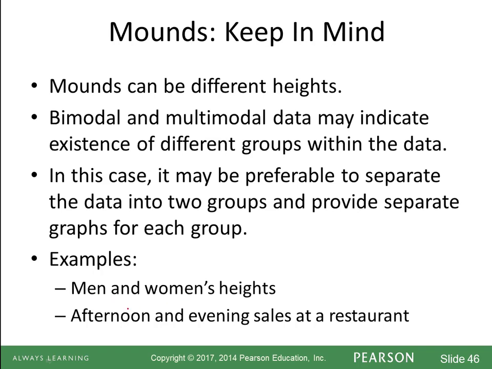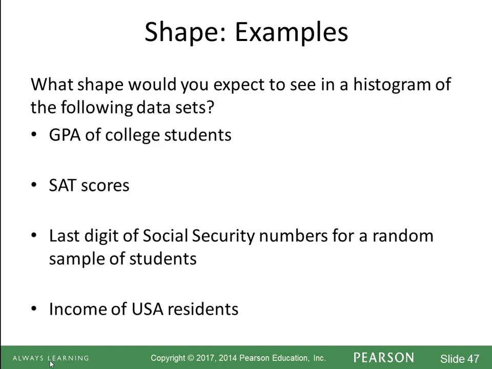Or you look at afternoon and evening sales at a restaurant, especially when they have lunch specials, which are smaller portions at less cost. They're two distinct populations, so it'd be better to look at the data in two different graphs. Okay. What would you expect to see in a histogram of the following data sets?